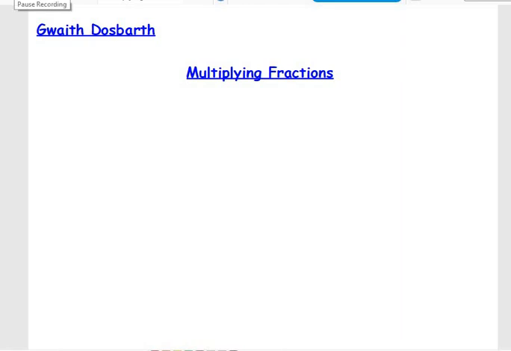Multiplying fractions. So in your big book, you can write the heading Gwaith dosbarth, multiplying fractions, and today's date. If you need to pause the video to do that, you can pause the video as often as you need to.